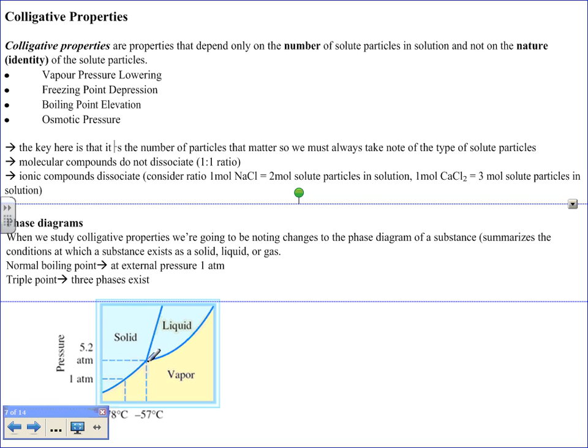Some key points here. The triple point is where all 3 phases exist. And then the normal boiling point or the normal melting point are the temperatures of these phase changes at 1 atmosphere. So that's going to be a key term that you're going to be using as we move through the rest of this unit.